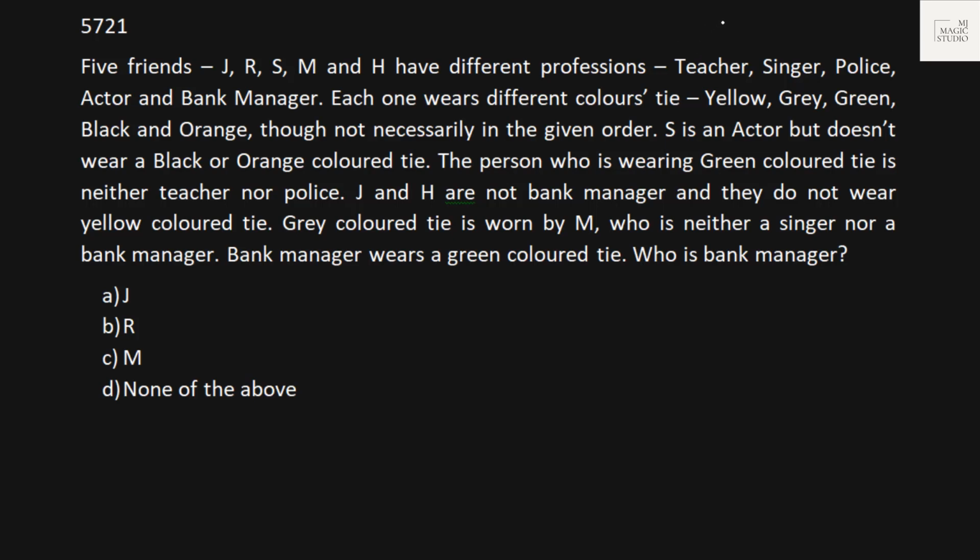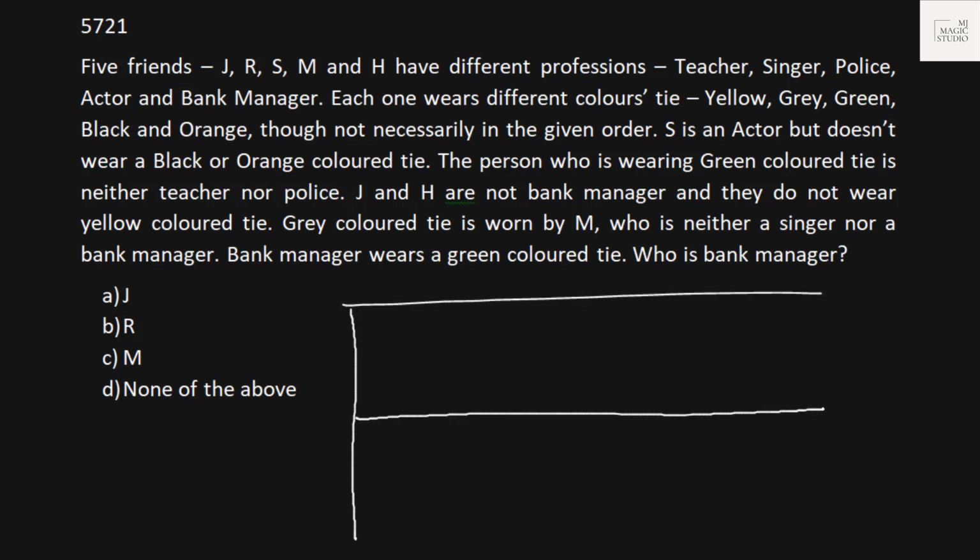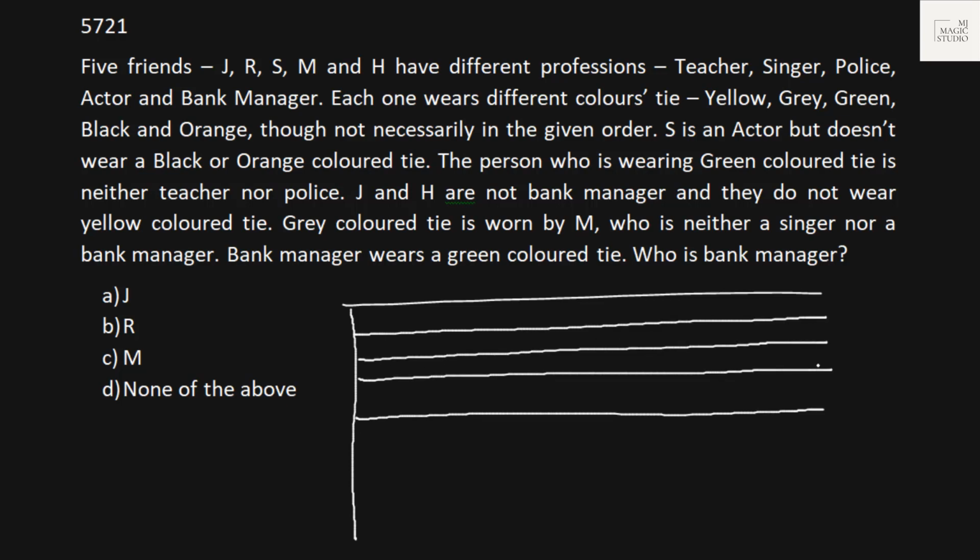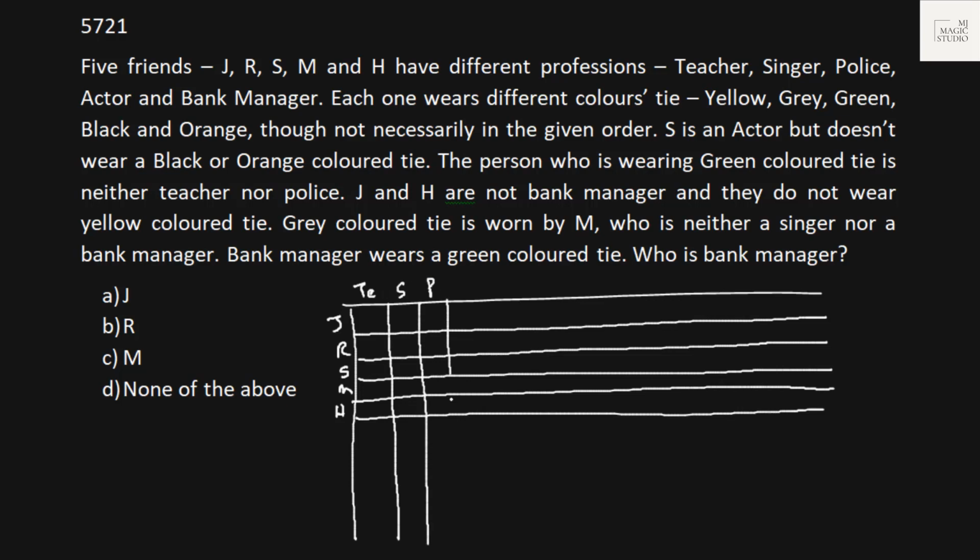Okay, let's see this one. Again, a grid type solution expected. 5 friends. This time we have got 5. J, R, S, M, H. Different profession. Teacher, singer, police, actor, bank manager.